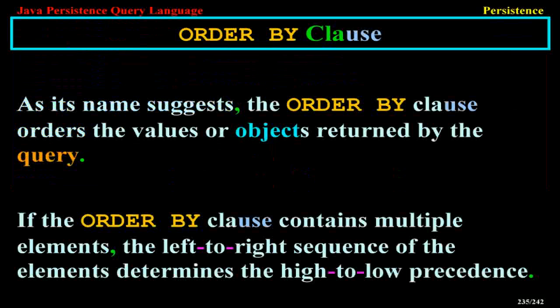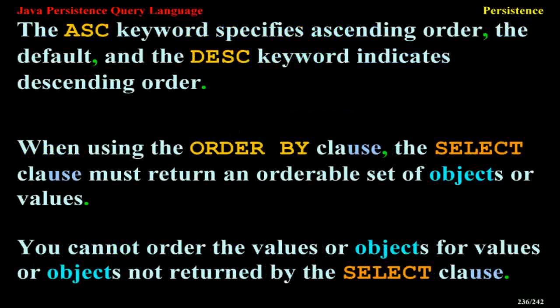ORDER BY clause. As its name suggests, the ORDER BY clause orders the values or objects returned by the query. If the ORDER BY clause contains multiple elements, the left to right sequence of the elements determines the high to low precedence. The ASC keyword specifies ascending order, the default, and the DESC keyword indicates descending order. When using the ORDER BY clause, the SELECT clause must return an orderable set of objects or values. You cannot order the values or objects for values or objects not returned by the SELECT clause.